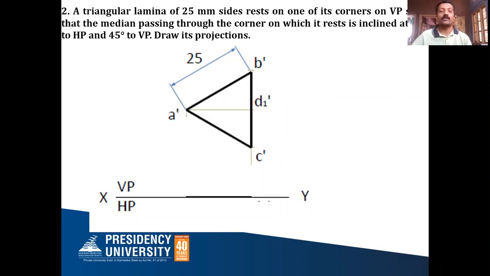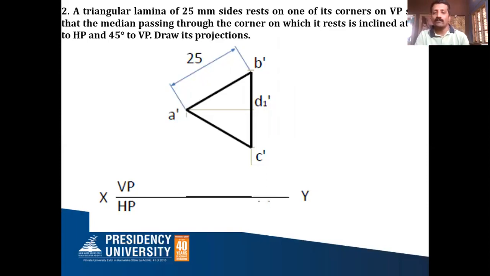Where is VP? First you draw the XY line, fix your HP and VP position like this. After that, this is your VP. Here I should draw the front view because he says one of its corners is resting on VP, correct? So I'll draw one vertical line which is equal to 25 millimeter. Now with this corner I'll cut 25 millimeter, with this corner I'll cut 25 millimeter. I'll get 3 corners, so I'll join them. So my true shape diagram of the triangular lamina is ready in the front view. You can name it any name. I've given A dash, B dash and C dash.